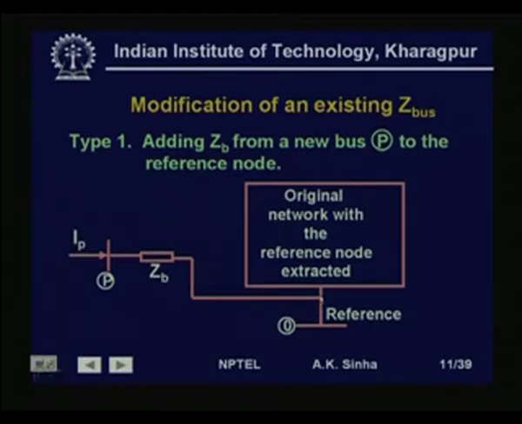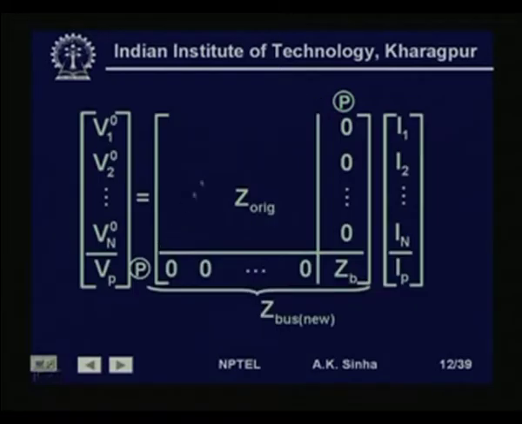We have taken out the reference node here to show that we are making the connection to the reference node, and the rest of the N bus network is inside this rectangle. Now, we can write down the equations for this kind of system. Here, Vp will be equal to how much? Zb into Ip.